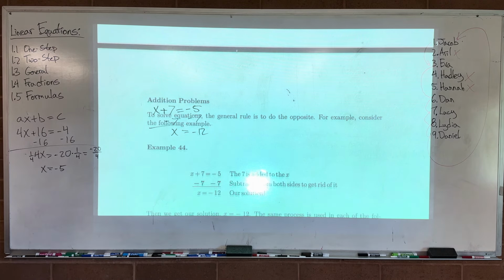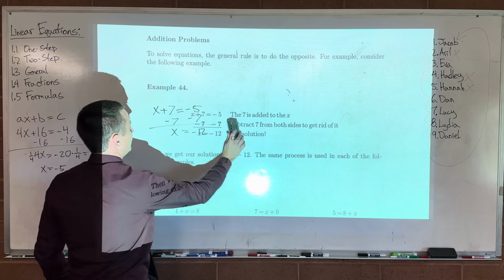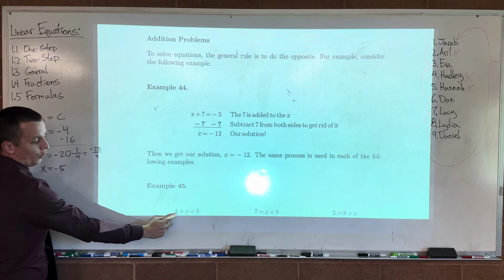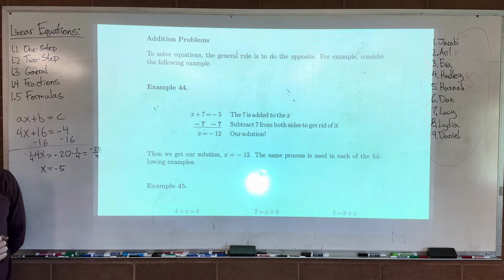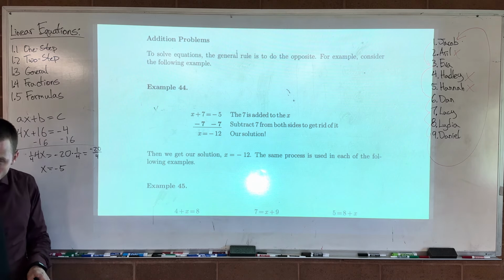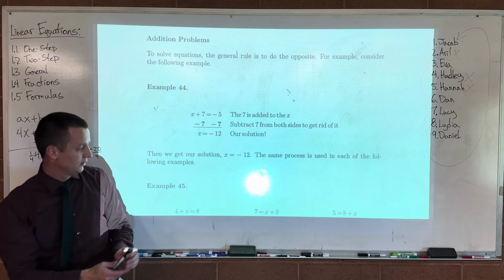All right, let's do all these examples. 4 plus x is equal to 8. What are we going to do? Minus 4 from both sides, and we get that x is equal to 4. Fantastic. 7 is equal to x plus 9.